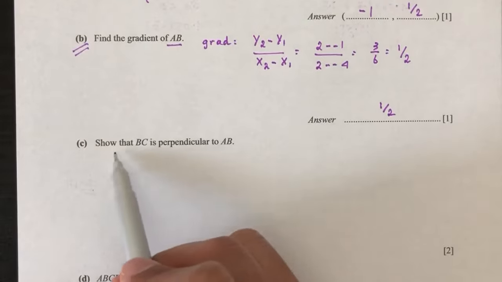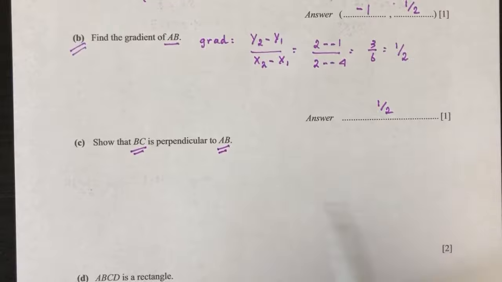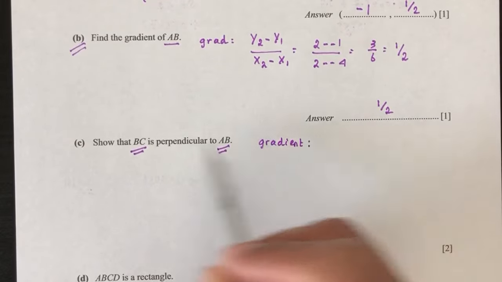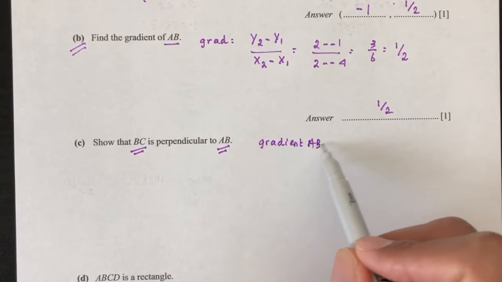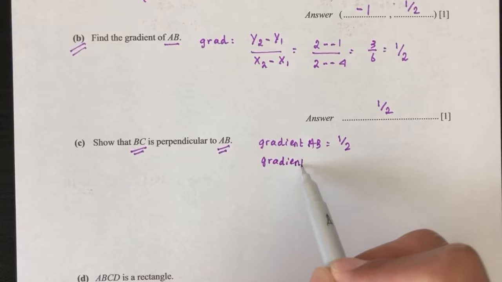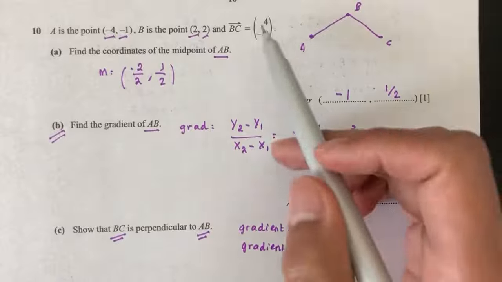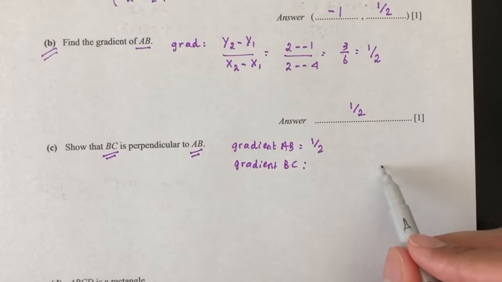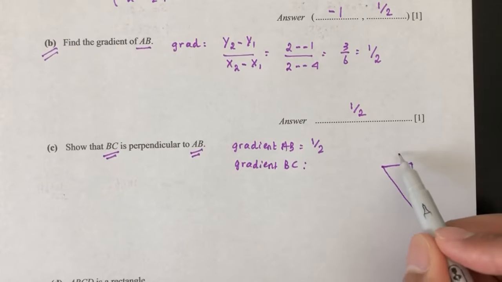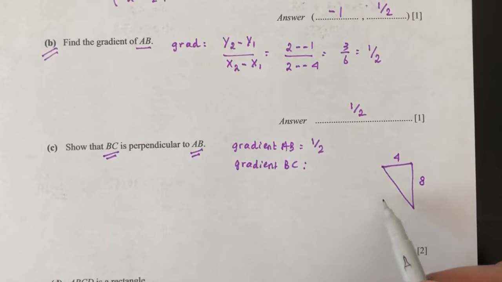Now show that BC is perpendicular to AB. So the gradient of AB is half. So what is the gradient of BC? As you can see, BC is equal to (4, -8). So distance 4 and -8, it will be like this. As you can see, gradient is a slope. It will be 4.